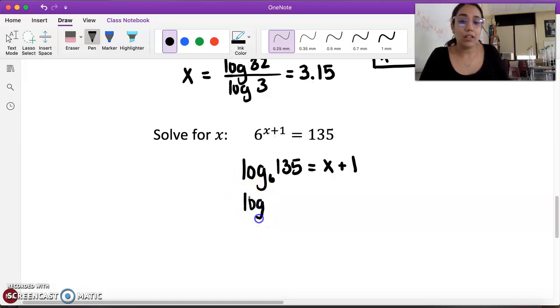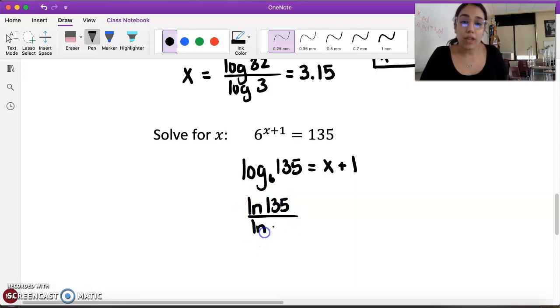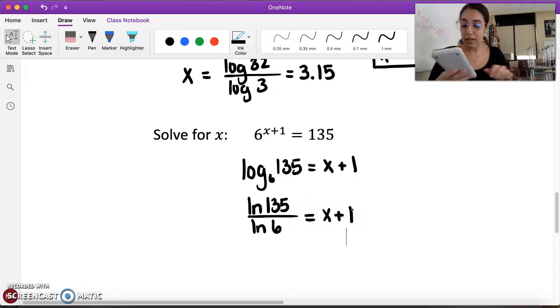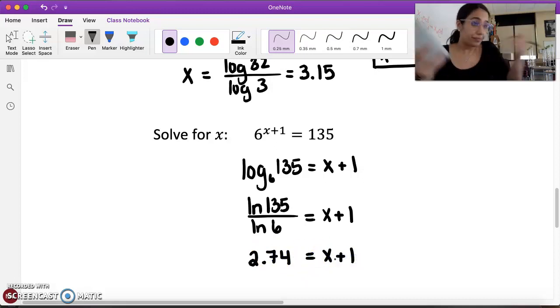So I'm going to have log, or you know what, let's switch it up a little bit and do natural log. Because it does not matter which one you use, you're just going to want to use 10 or e because it makes it easier to use for the calculator. So natural log of 135 over the natural log of 6 equals x plus 1. When I put that in my calculator, I get natural log of 135 divided by the natural log of 6 is equal to 2.74 approximately equals x plus 1, and then you solve for x.